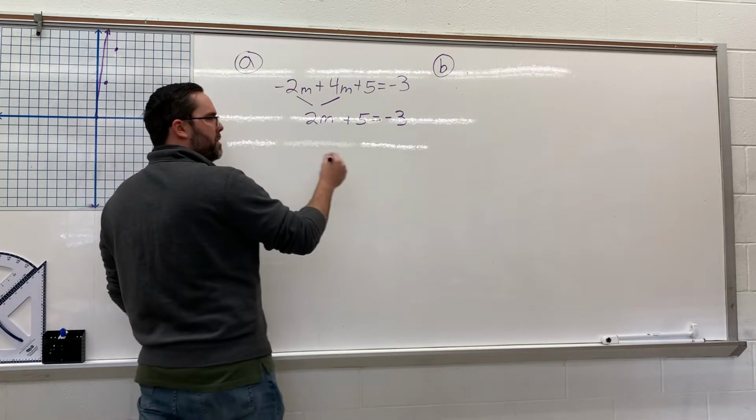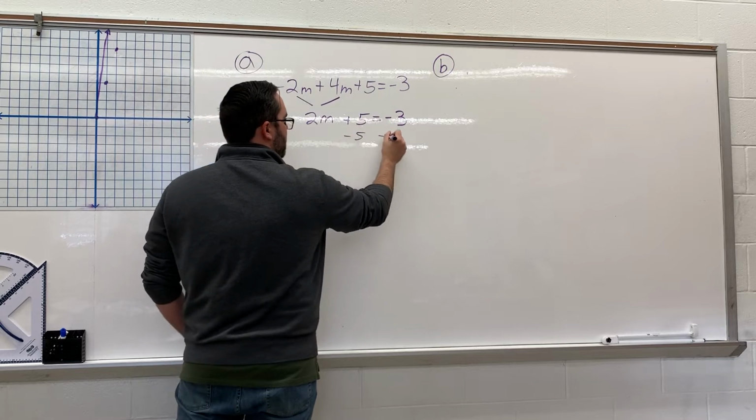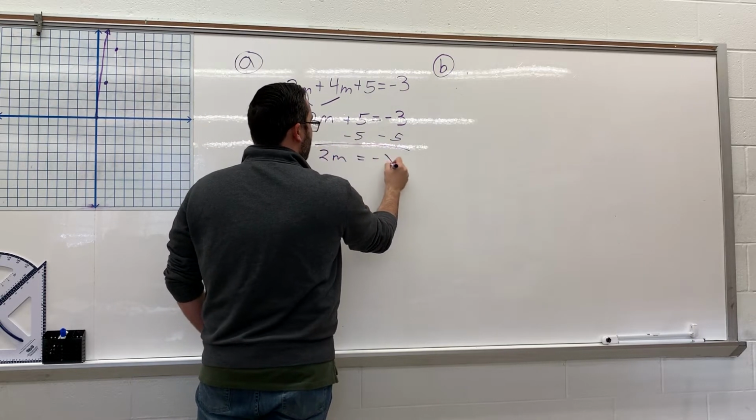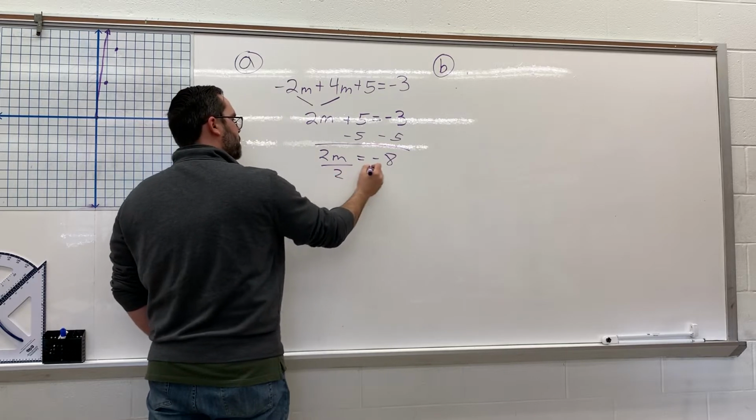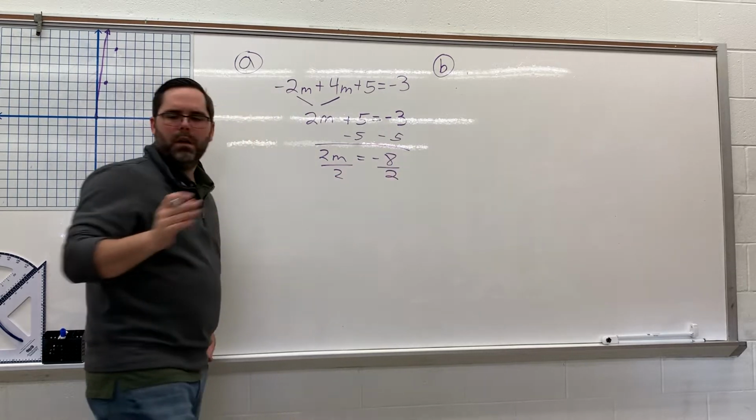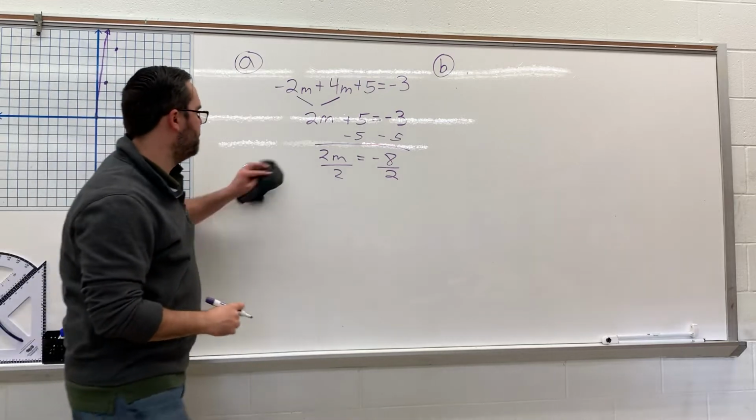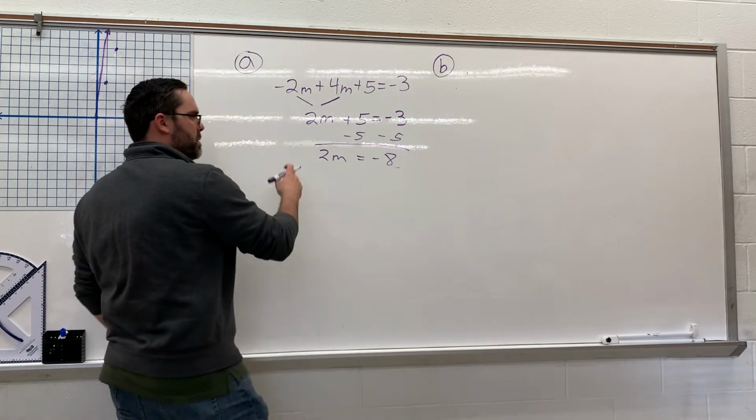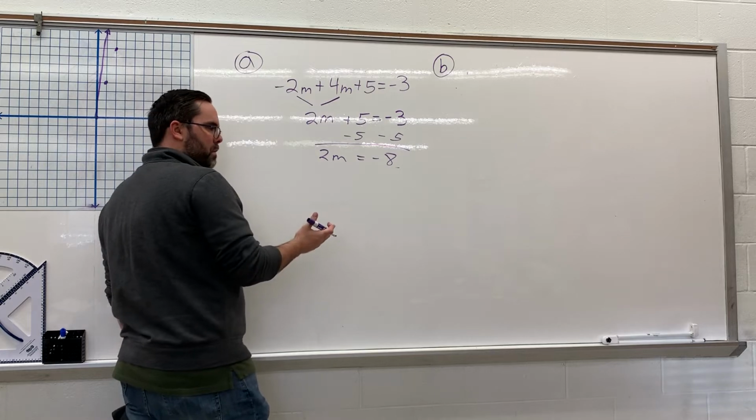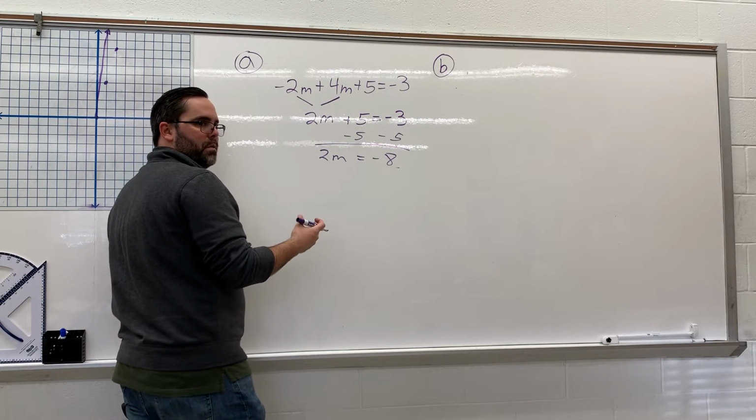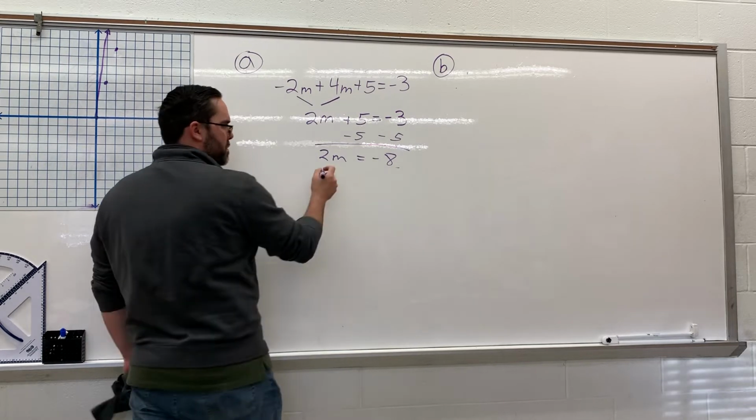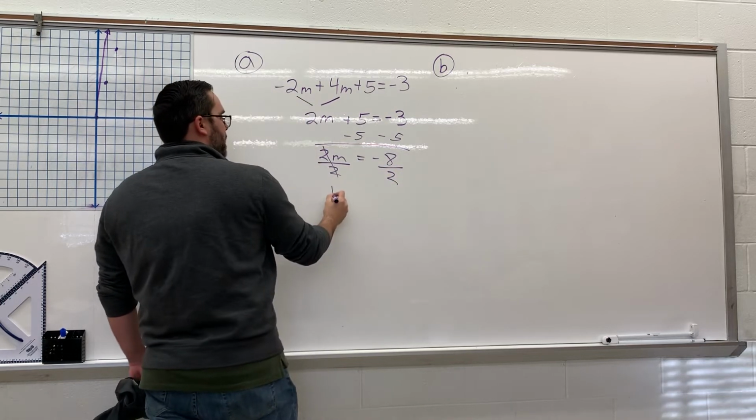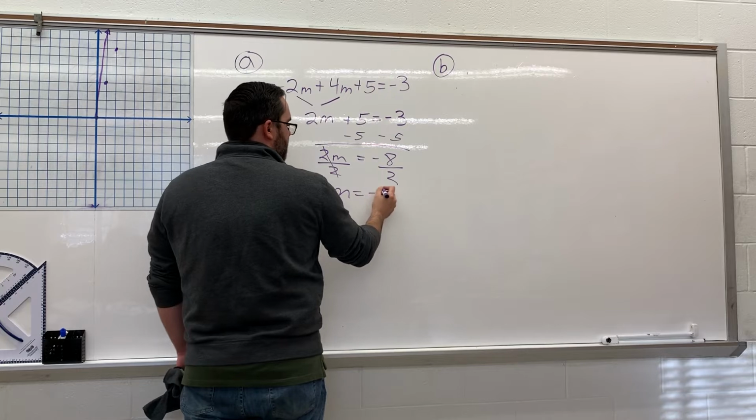Anyways, let's solve this real quick. We subtract 5, and we get 2m equals negative 8. Divide by 2. Hey, the problems that you guys did, a couple of you made this mistake here. Instead of dividing by 2 on both sides, what might somebody do? Multiply by 2 on both sides. That's not correct. So make sure you're dividing by 2 here. The 2's cancel. We get m equals negative 4.